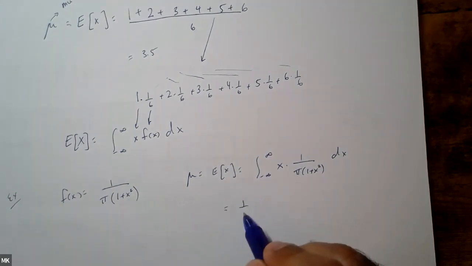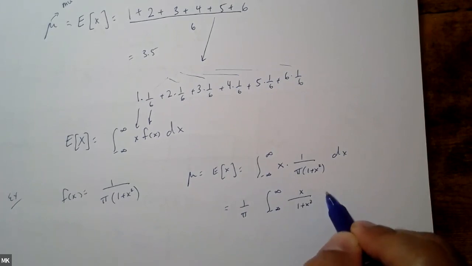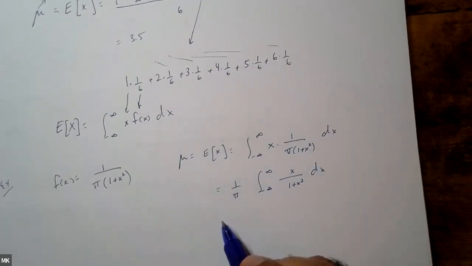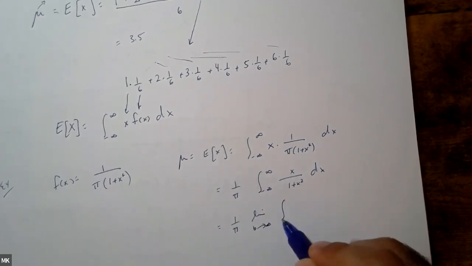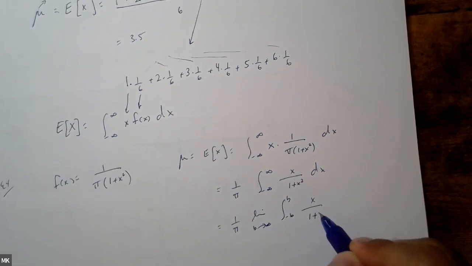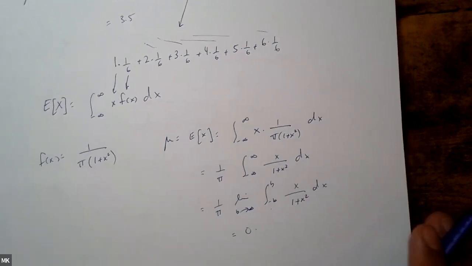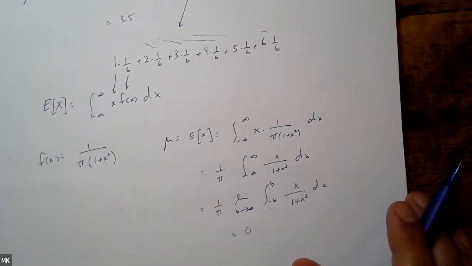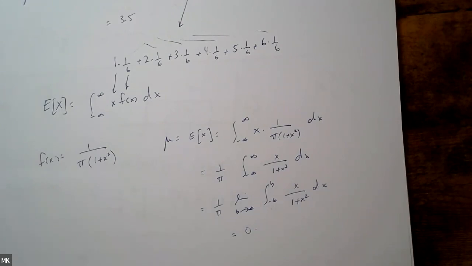So it's going to be 1 over pi times the integral from negative infinity to infinity of x over 1 plus x squared dx. Again, I know the convergence issue. So it's going to be 1 over pi, limit as b goes to infinity of the integral from negative b to b of x over 1 plus x squared dx. And I notice that x over 1 plus x squared is an odd function, so this integral over a symmetric interval is 0. So the expected value for 1 over pi (1 plus x squared) is 0. Not unlikely. Nothing wrong with the calculation, nothing wrong with the result. It can happen.